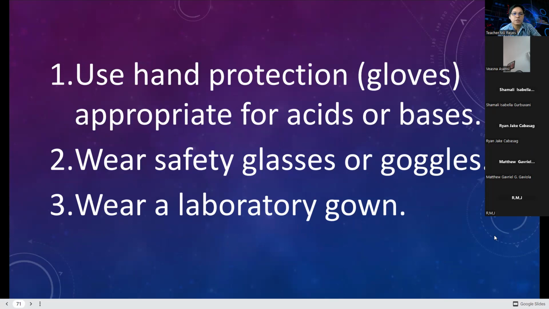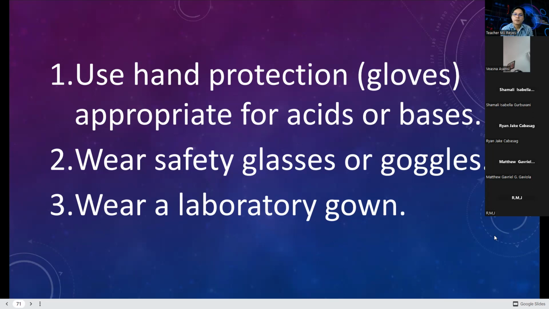Number 1, use hand protection, like surgical gloves, appropriate for acids and bases. For acids and bases, we usually use rubberized gloves. Second, wear safety glasses or goggles, especially if the acid or base has an external reaction. External reaction includes if it creates heat or if it creates sparks.